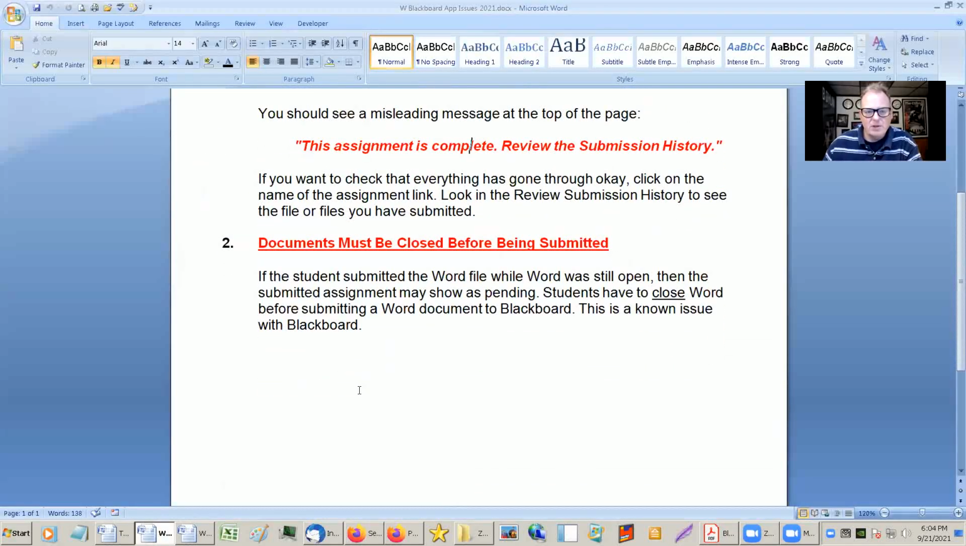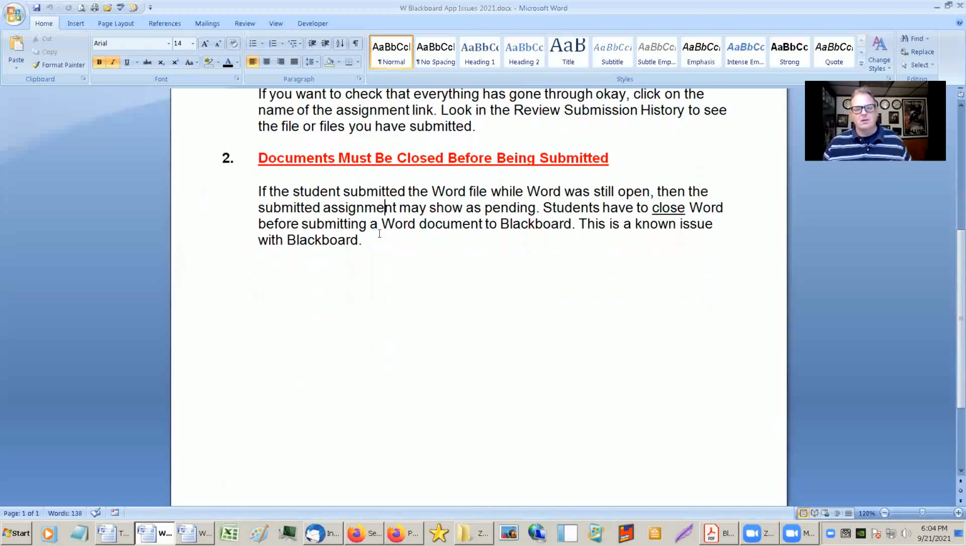Now this next one I think is the one that we're having more problems with, and that is the message: document must be closed before it can be submitted. The reason I think this is coming up is because of the people using the app on the phone. I don't think it's actually the app on the phone that's the problem. It's not closing the document, because if your phone is like my phone, it's kind of hard to know what's even open. I think people have a document open on the phone and they submit it, and Blackboard doesn't like that. Blackboard says, okay, this isn't done. And I get the same pending thing we had before.